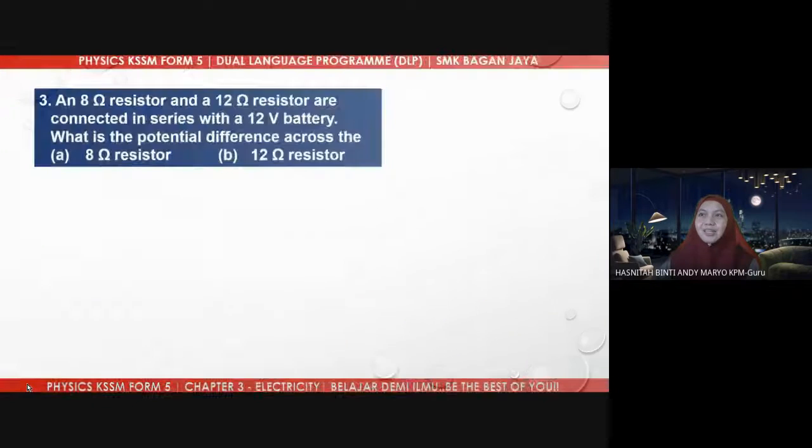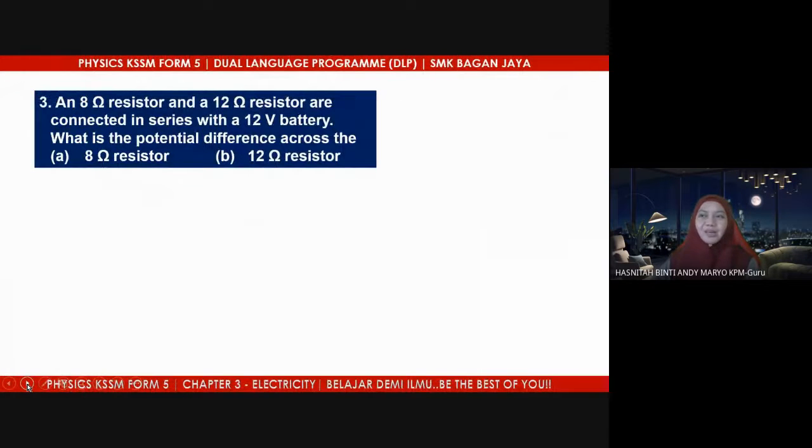Okay, students, number 3. Let us continue with number 3. We have an 8 ohm resistor and a 12 ohm resistor connected in series with a 12 volt battery. What is the potential difference across the 8 ohm resistor and the 12 ohm resistor? This is all a very basic question, so you can familiarize yourself with settling this kind of question.